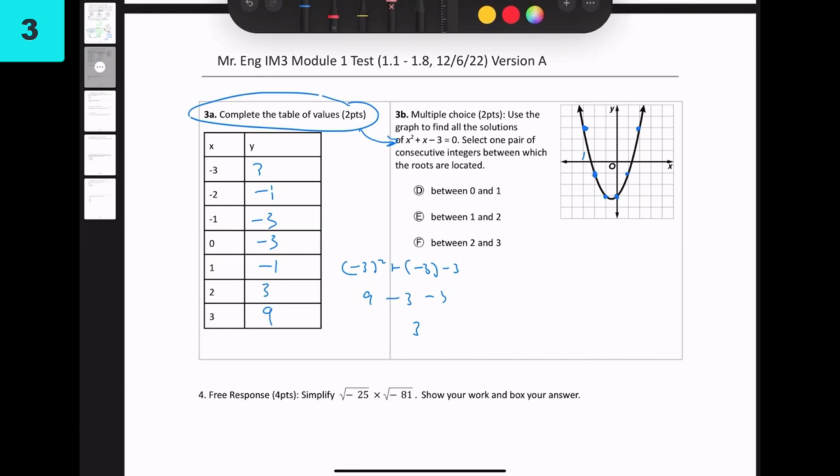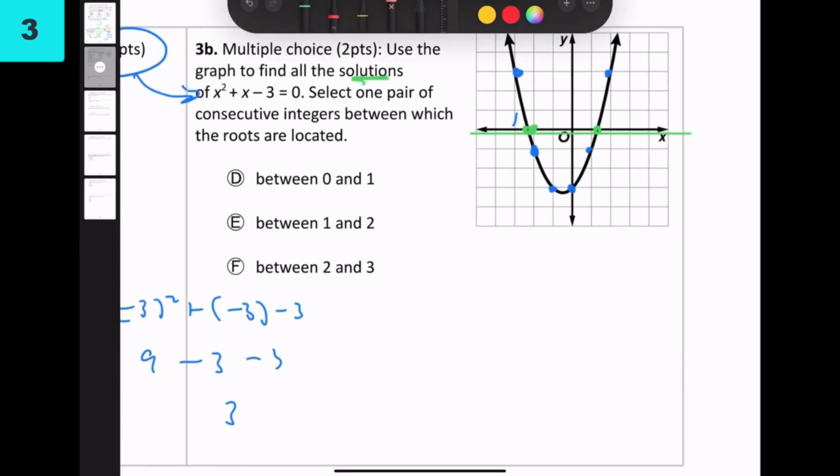Multiple choice, use the graph to find all the solutions. So the solutions are going to be where it crosses the x-axis, okay? Well, those are these green points here, the best to my ability. And this one on the right side is between numbers 1 and 2. This one is between -2 and -3. So that would be choice E.